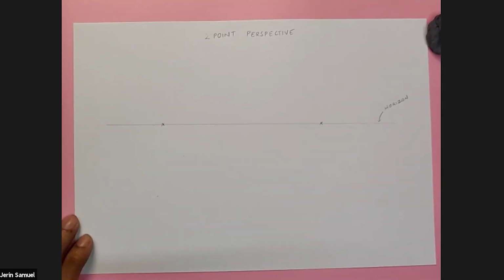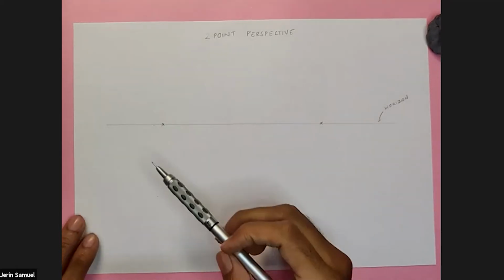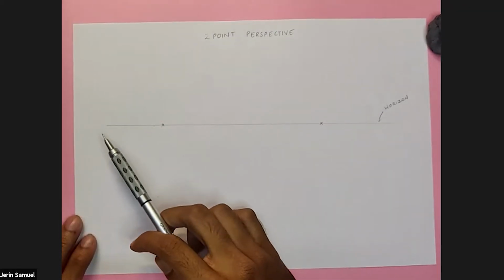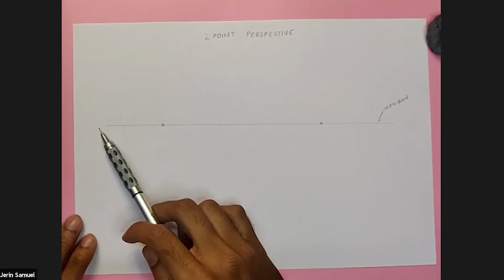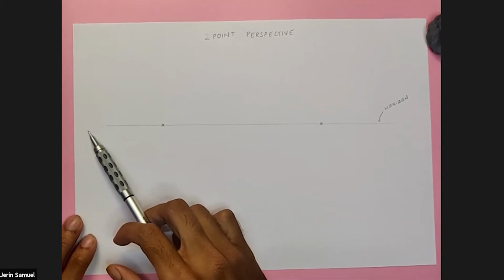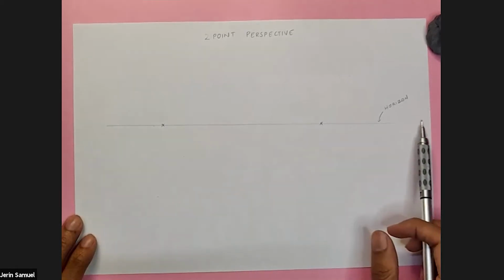So I got a doubt: should we leave space at the end or the starting? This is totally optional. If you want to leave space here, you can leave the space or you can just draw the line. It's totally fine.